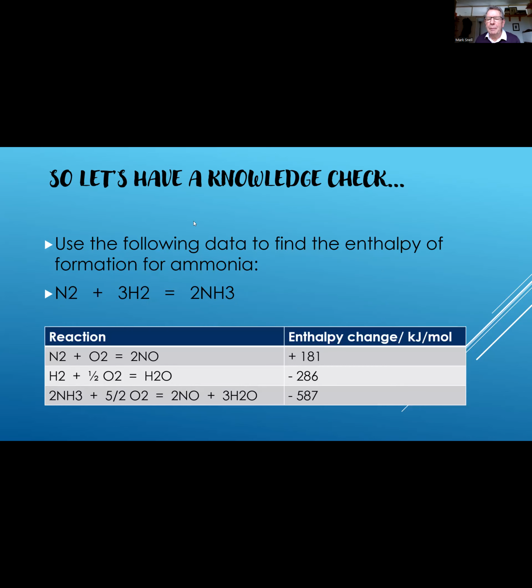So here's a bit more knowledge check. Here is a question. Use the data underneath to find the enthalpy of formation for ammonia. That's from nitrogen and hydrogen to ammonia. So that is that equation there, okay? Now you are given some data underneath, and what I'd like you to do is to try to think how it might be used. I'm going to help you, because it's too difficult as it is.